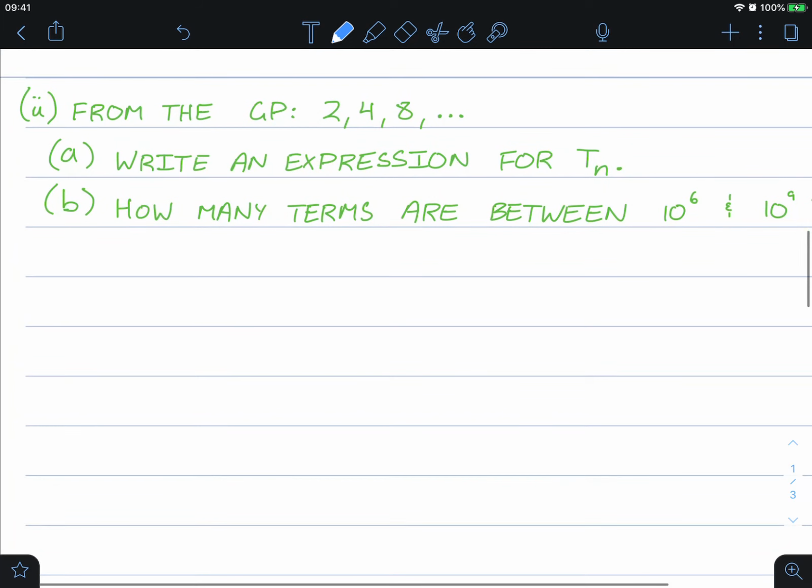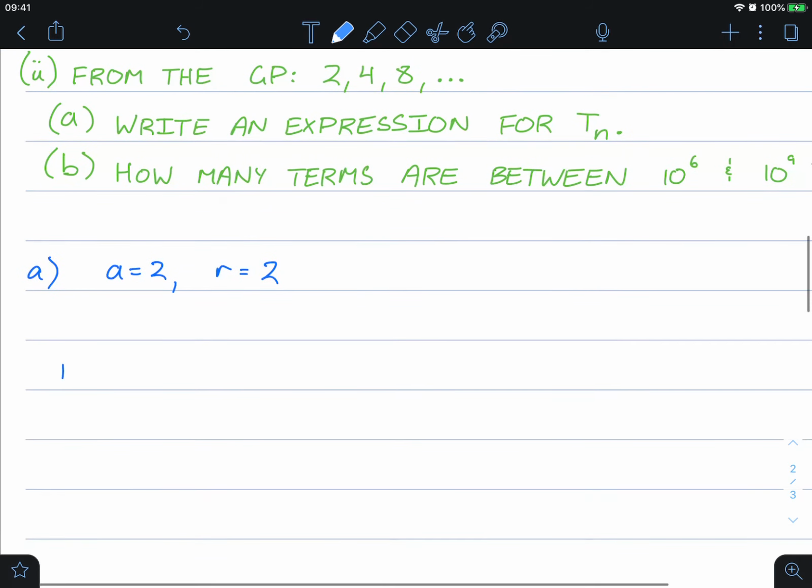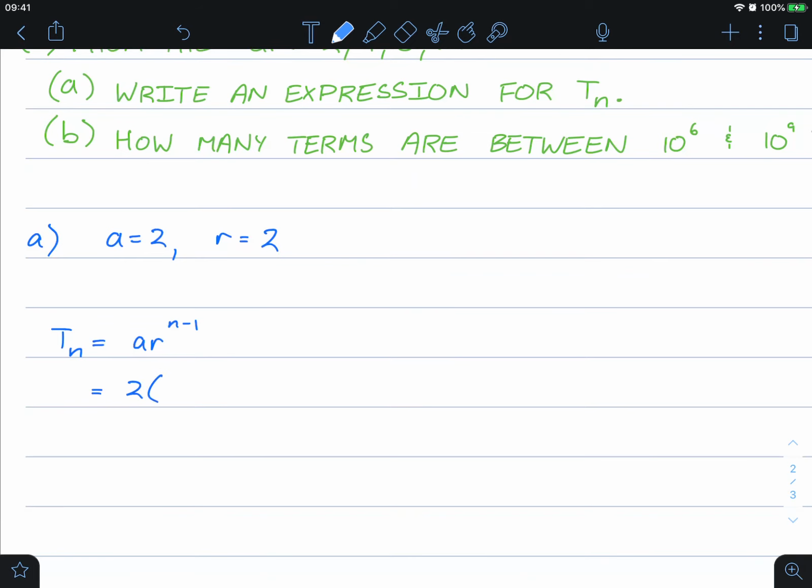Here we go. So from the geometric progression 2, 4, 8, etc., let's first write an expression for t of n. Well, question A. The first term is 2, and the common ratio, we can see, is just 4 divided by 2. The common ratio is 2. Well, t of n for a geometric progression is a r to the power of n minus 1, which will be 2 times 2 to the power of n minus 1.